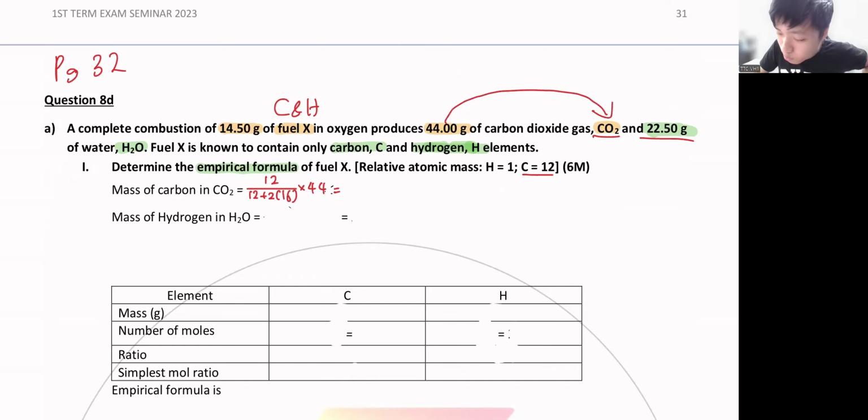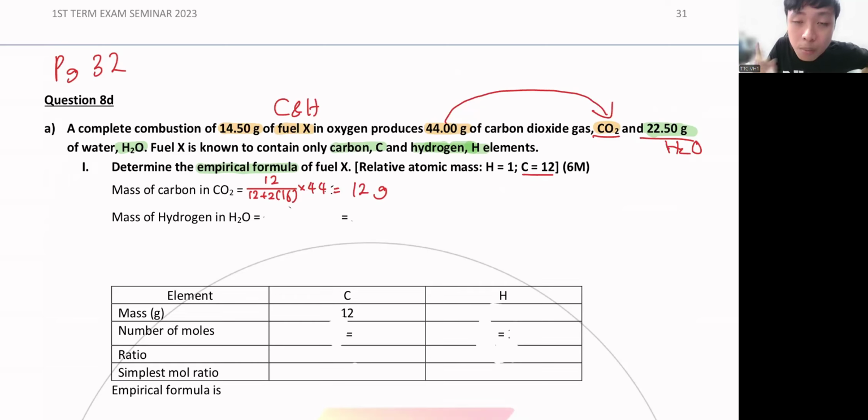So we have to read carefully in the exam. 22.5 is for H2O. I'm talking about CO2 now. So the total is 44. You multiply by 44, then you get 12 gram. So the mass for carbon is 12.